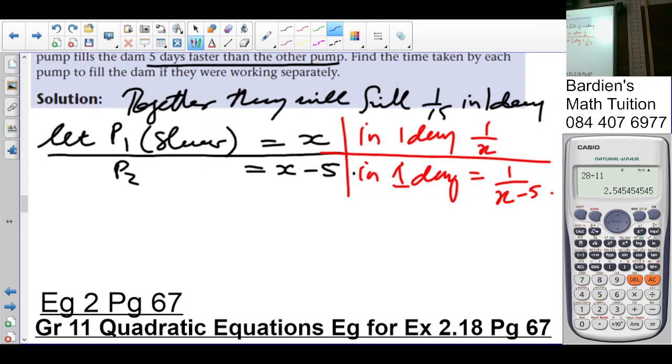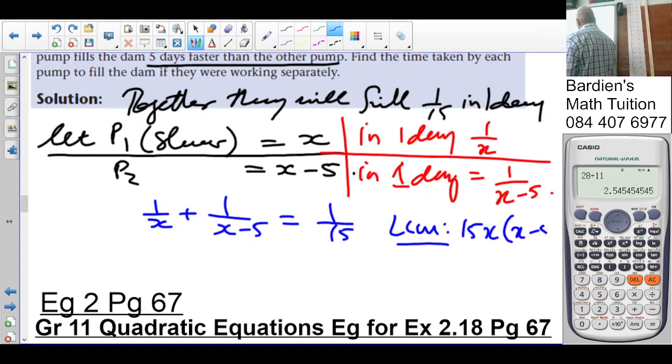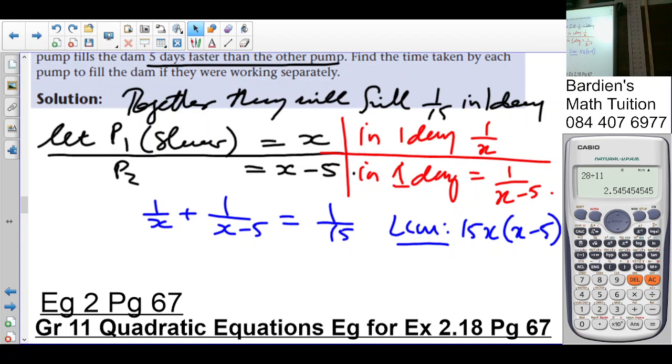Okay, so it's going to be 1 over x, pump 1, plus 1 over x minus 5, which is pump 2, is equal to 1 over 15. So what's my LCM here? My LCM, 15x into x minus 5. Okay. This gives us now.